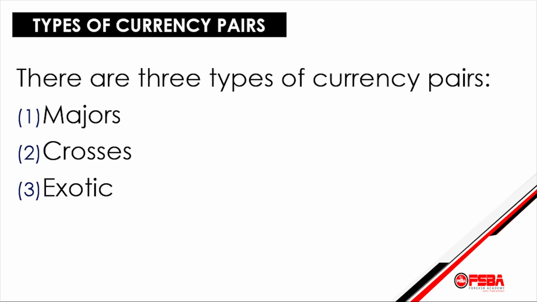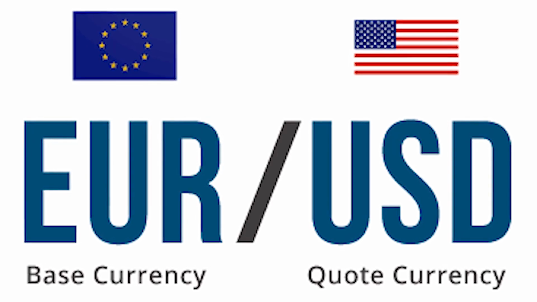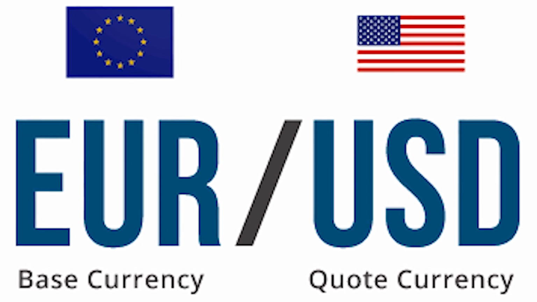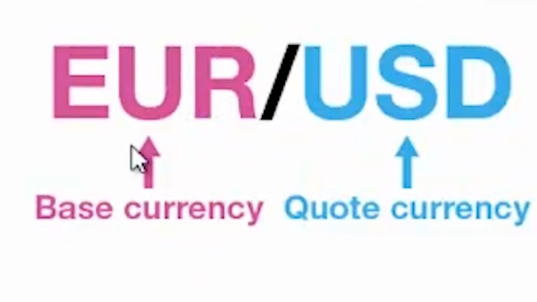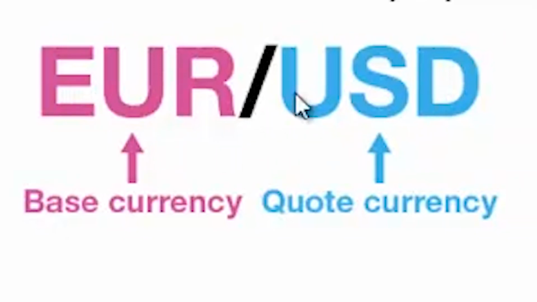Here we have types of currency pairs. There are 3 types of currency pairs. We have the major currency pair, we have the crosses, and we have the exotic. You can see here we have Euro and we have United States dollar. So this is called a currency pair. This is the currency and this is another currency. Before you can trade in the Forex market, you need to pair 2 currencies together. So we just pair Euro against United States. That's why you see EUR/USD. So this is a currency pair. This is a base currency, while this is a quote currency.